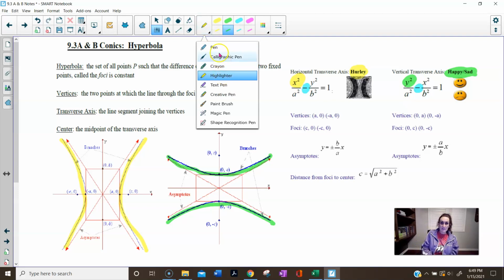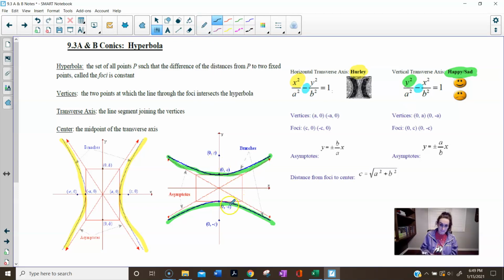Now, looking at the two graphs, I just want you to notice that if it's a horizontal, you're still going to have vertices on these curves, and we're going to call this A and the opposite of A. From the center, you'll still count right A and left A. If it's a vertical hyperbola, then you will count from the center up A and down A. So you still have vertices.